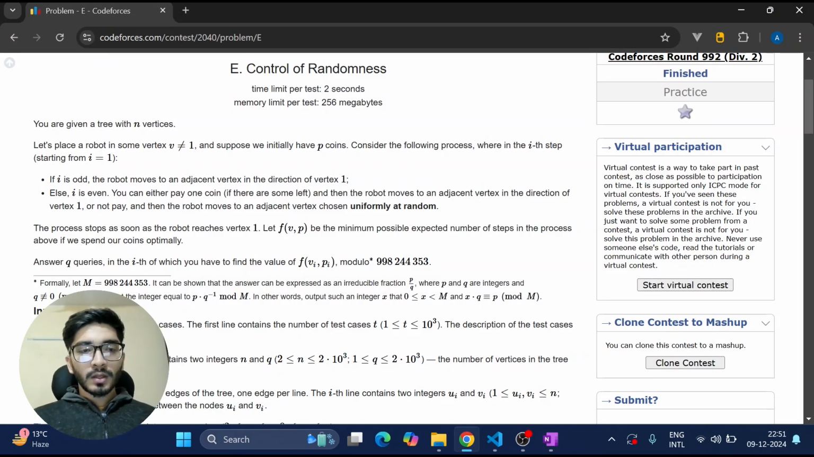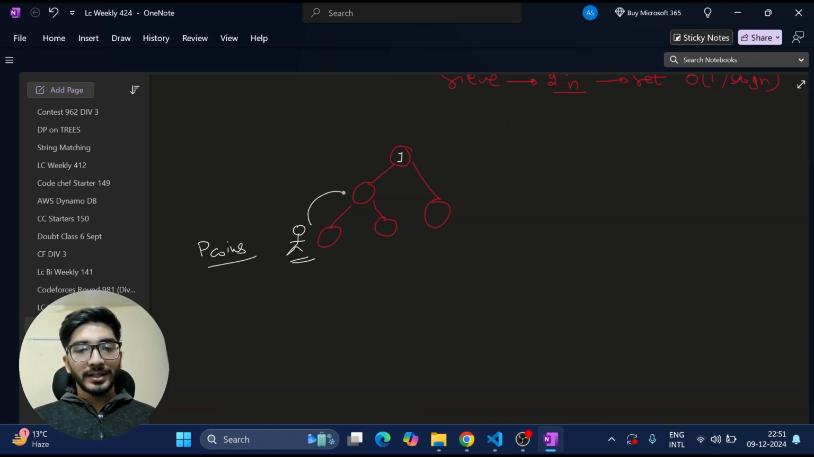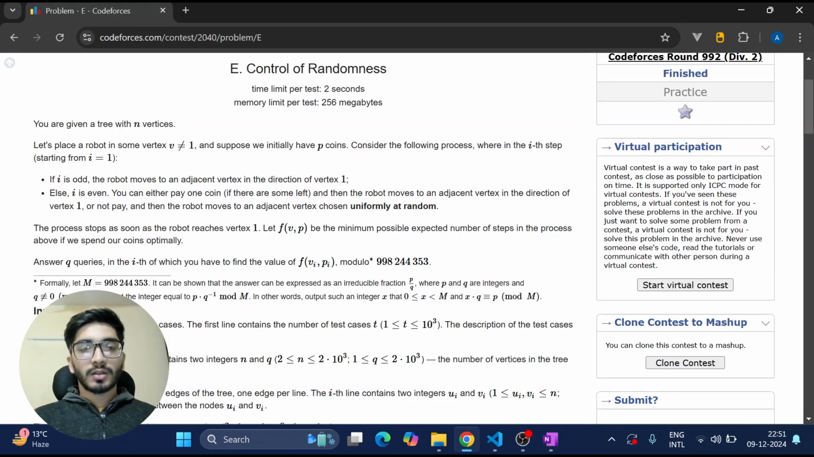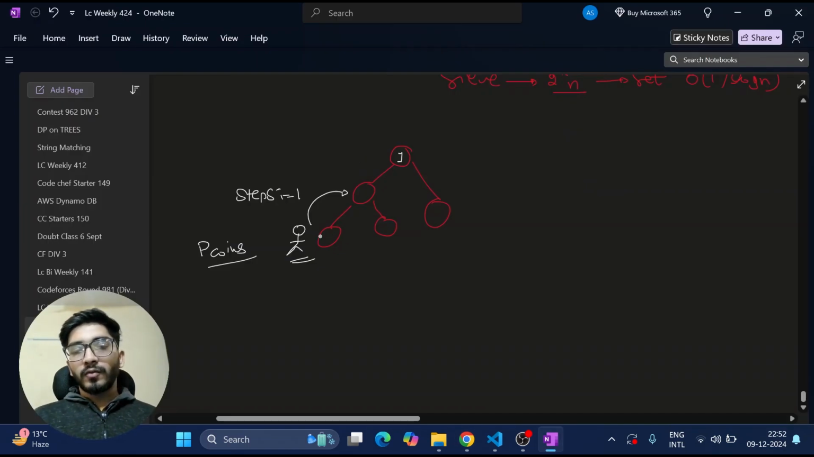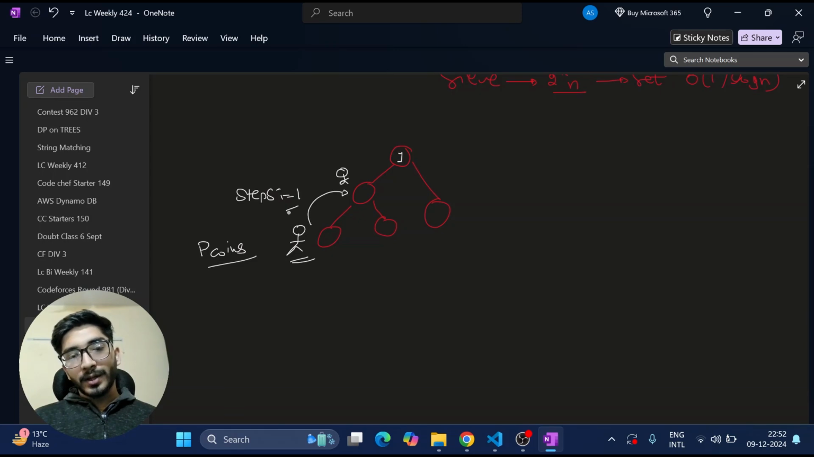Cool. So consider the following process where the ith step starts from i equal to 1. So we are going to take steps starting with i equal to 1. Let me write this more clearly. So if i is odd, the robot moves to an adjacent vertex in the direction of 1. So if the robot is here, it will move to this point if the step is odd.